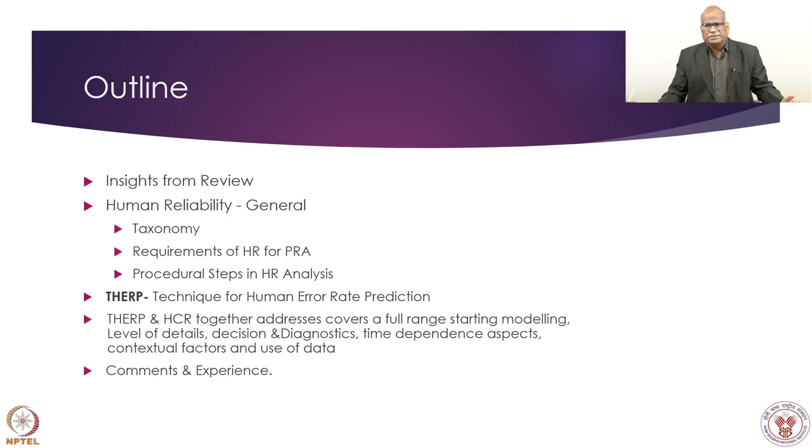So the outline of this lecture is like, first we will have insights from the previous review. So far we have learned some lessons, and for this technique especially we will discuss the taxonomy and the major aspects of taxonomy, because we cannot discuss everything in detail. Then why was this technique required? It was basically meant for probabilistic risk assessment, because in probabilistic risk assessment, data and models are basically handling quantitative inputs. So for human reliability also, quantitative input was required, and this technique for human error rate prediction, I'll be using the brief term THERP.